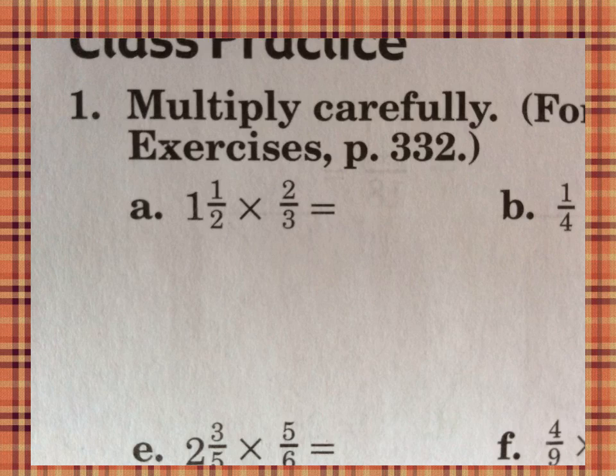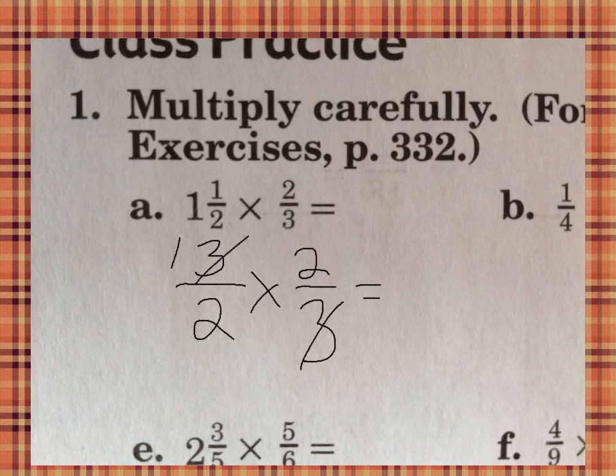1 times 2 is 2, plus 1 is 3. Over, and then we keep our denominator, 3 over 2. Times, I'm just bringing this one down, 2 over 3. Let's cross cancel. What goes into 3 and 3? 3 does. 3 goes into 3 one time. What goes into 2 and 2? 2 does. 2 goes into 2 one time.